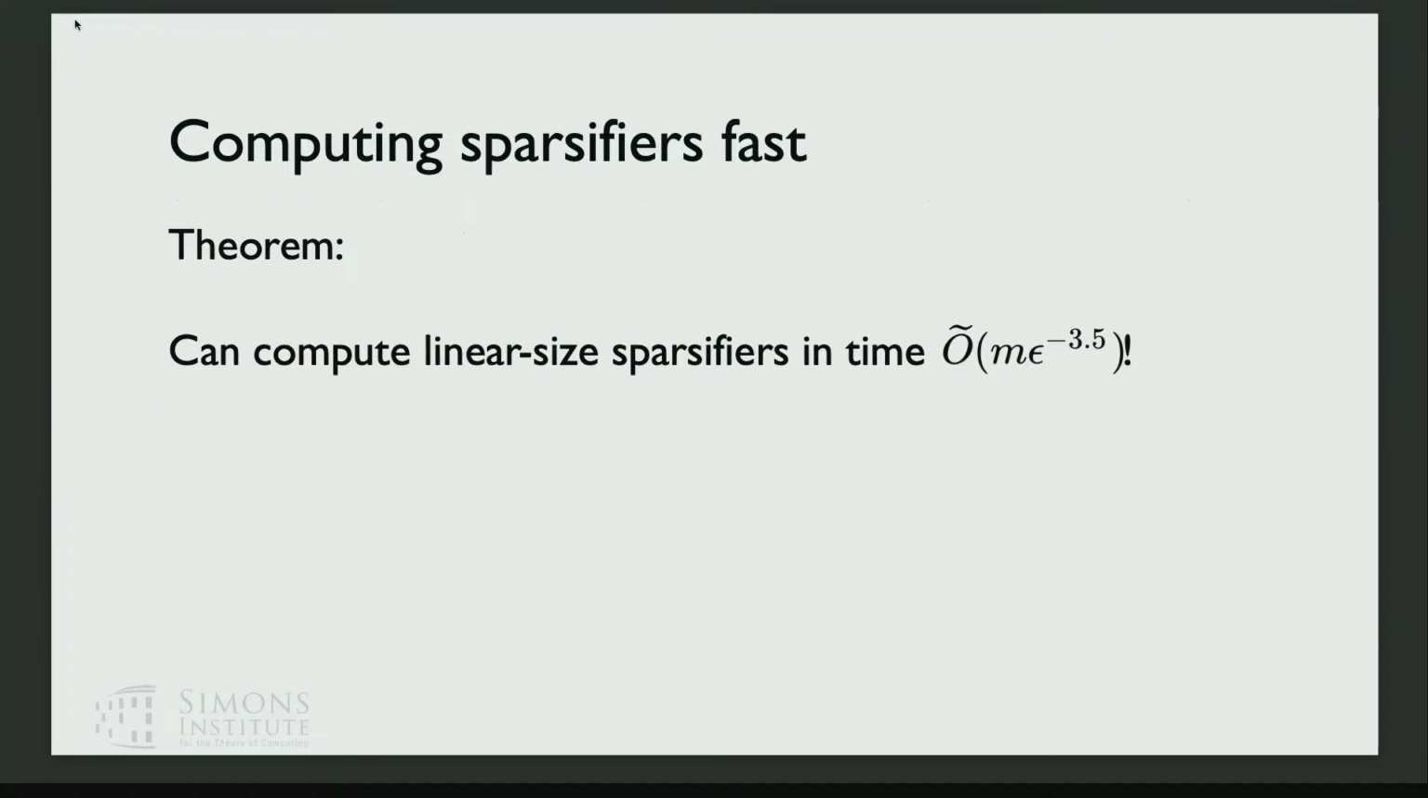With this, we actually improve upon previous work by a quadratic factor. We get linear size sparsifiers in time m over epsilon to the 3.5. Previous results were m over epsilon to the 6.5, considerably worse. I think you can push this down even further.